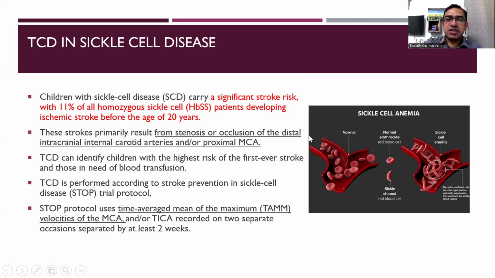And this thrombosis and stenosis can cause a significant stroke risk, with many patients developing ischemic stroke before the age of 20 years. So this stroke is due to stenosis or occlusion of the distal intracranial internal carotid arteries or the proximal MCA. And TCD helps in identifying children with the highest risk of stroke and who need blood transfusion. This TCD is performed according to the Stroke Prevention in Sickle Cell Disease, STOP, trial protocol. It uses a time average mean of the maximum velocities of the MCA and the terminal ICA recorded on 2 separate occasions separated by at least 2 weeks.